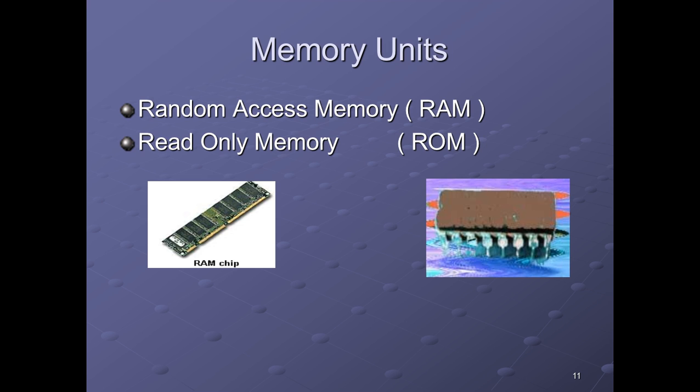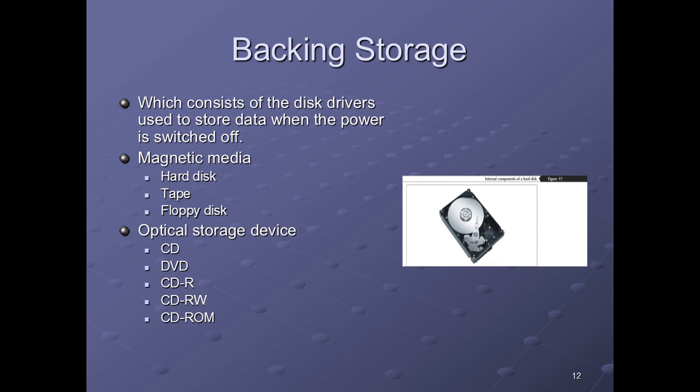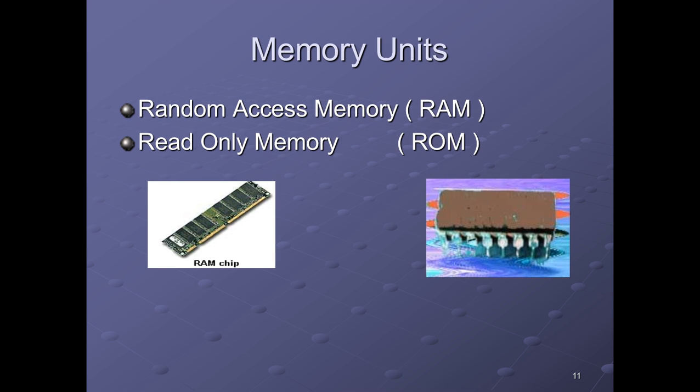Backing storage means you can store the data for a long period. This one is called main memory. You cannot store the data inside that one for a long period, or any software data. For that purpose, a huge amount of data you can store in the backing storage. It consists of the disk drives used to store data when power is switched off.